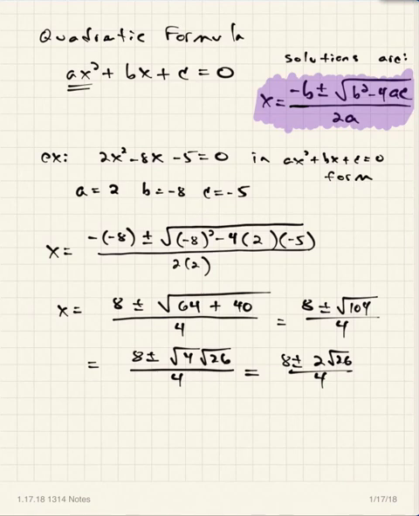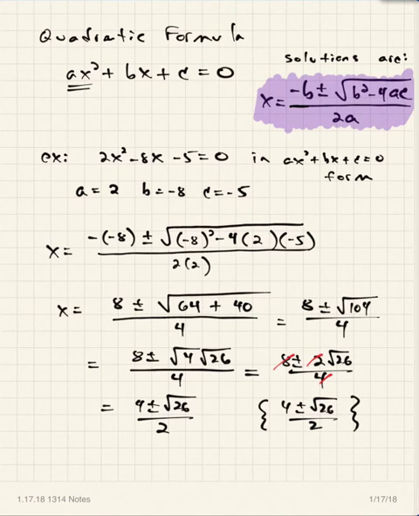All right, and now there is a common factor of 2 in there, right, in all 3 terms, and so you can divide it out. And so you are left with 4 plus or minus the square root of 26, all divided by 2, like that. All right, and those are the solutions to your equation, and you've solved it using the quadratic formula. All right, so now you've got solutions to the quadratic and you're finished with the problem.